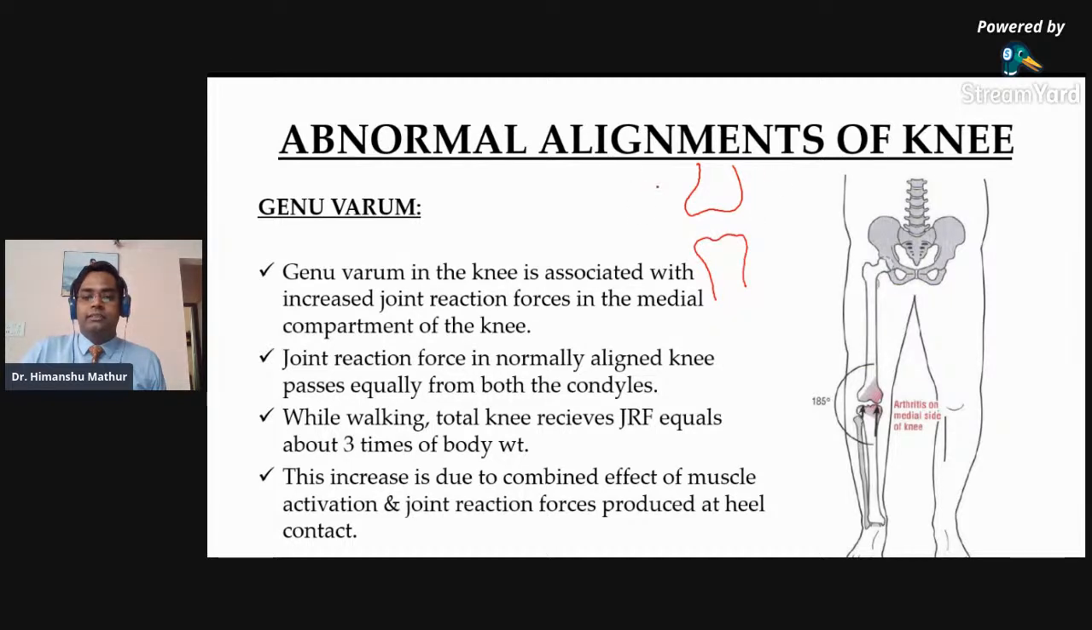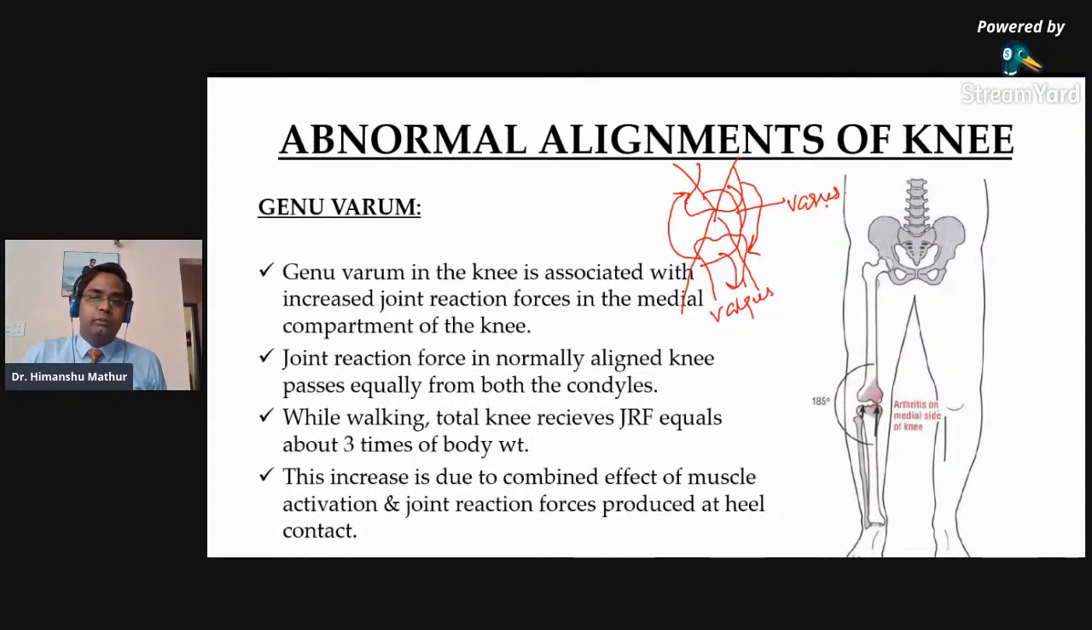Okay, this is the medial area, this is the lateral area. Now this is the medial angle and this is the lateral angle. Now if this angle reduces like this, it becomes genu varum. And if this angle increases, it is called genu valgus. So this is the varus and this is the valgus.